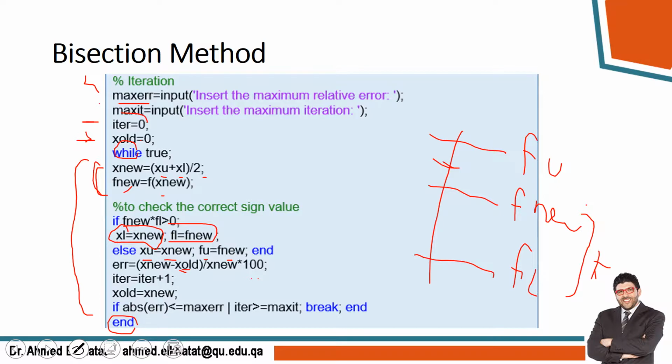Okay, then if absolute error, this is to stop the software if you reach the maximum. If the absolute error is less than or equal to max error, this is the error we defined here. So if it matches the maximum error or is less than it, or the iteration is larger than max iteration, which was input, then break and end. So this is the second part, the iteration part of bisection.